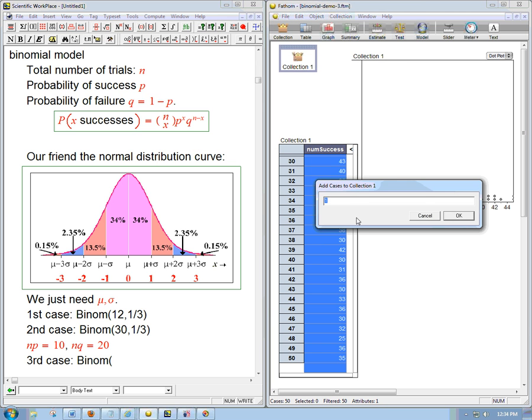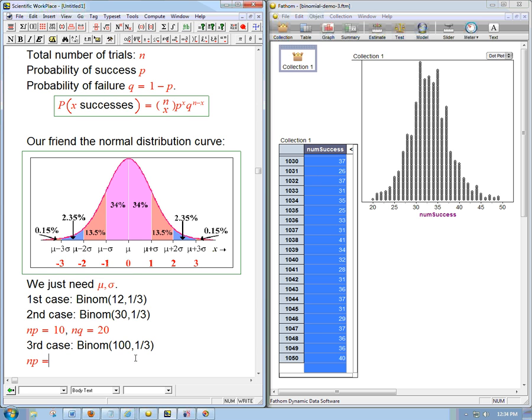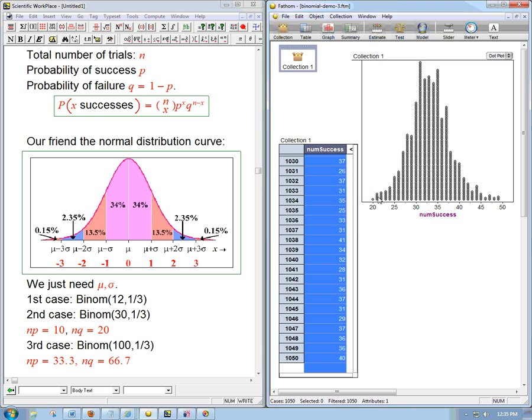So let's add a bunch of cases here. Okay, so this is 100 possible total trials and 1/3 probability. Okay, so here NP is 33.3 basically, and NQ is about 66.7. Okay, so definitely well more than 10. Now again, if I do this many trials, you can see some kind of raggedness here. It's not exactly following a normal curve, but that's probably just because we haven't had an immense number of cases. Let's go ahead and put them in here.